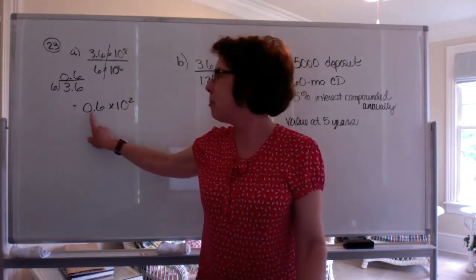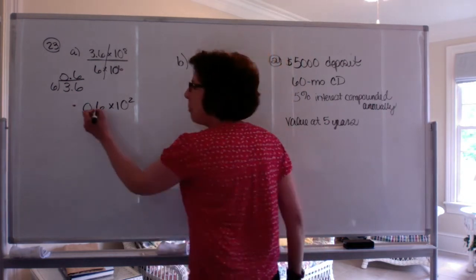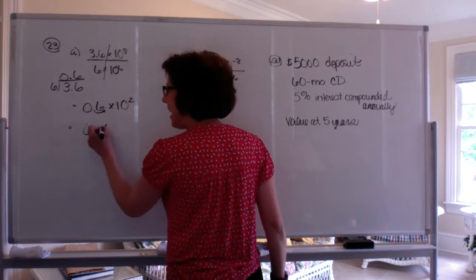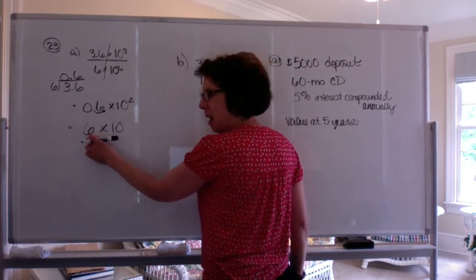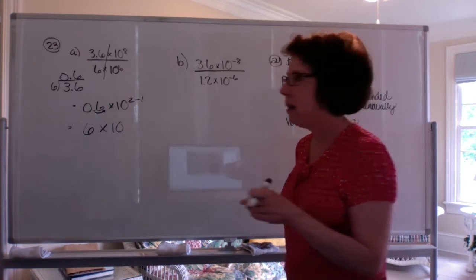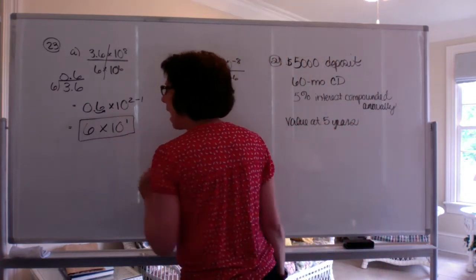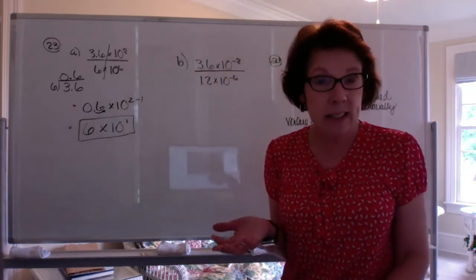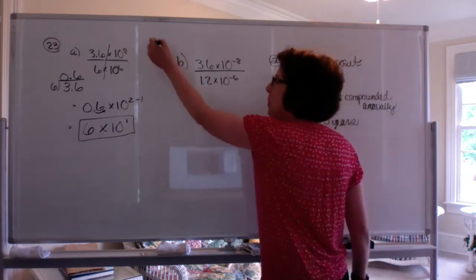So I'm going to have to move the decimal point to the right one place. So I'm going to move it to the right one place, and it's going to become a 6. Now, I added a 10 to the front, so I'm going to have to take it away from the back. And 2 minus 1 is 1. And now my final answer is 6 times 10 to the first power, which is 60, but we write it in scientific notation.